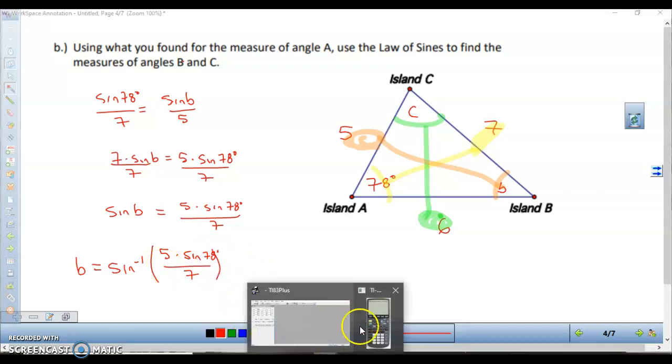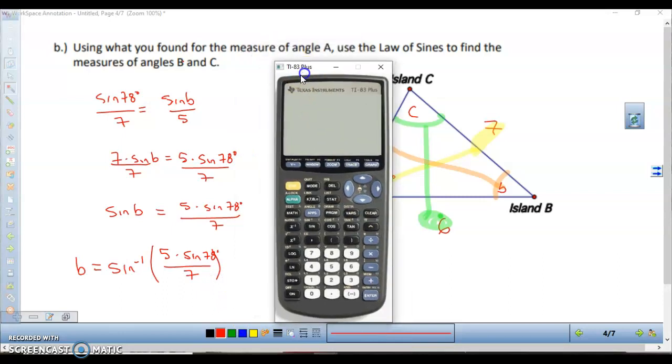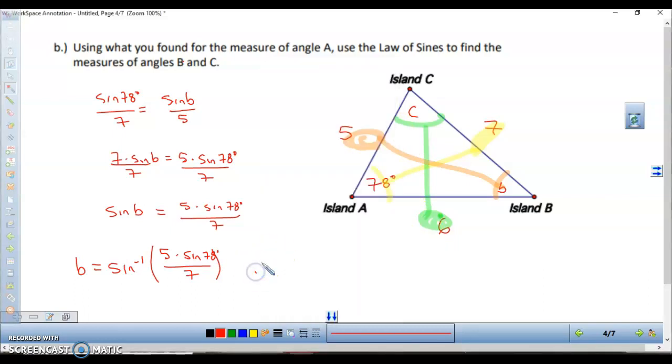So let's just punch it in the calculator and see what we get. Alright, so we got second sine 5 times the sine of 78, and then we divide that by 7 and close my parenthesis, and I get about 44 degrees. Alright, is what I found for angle B. So B will equal about 44 degrees.